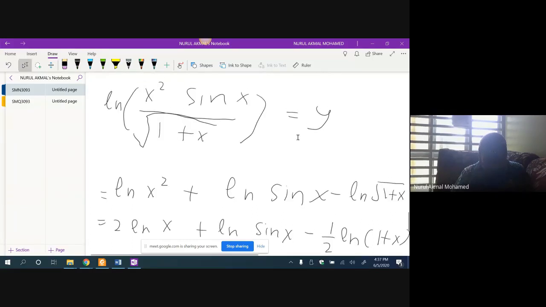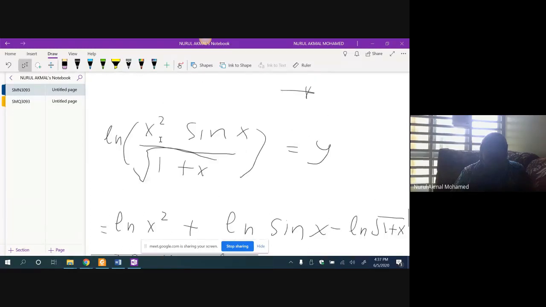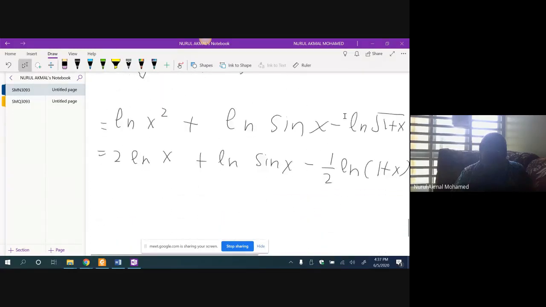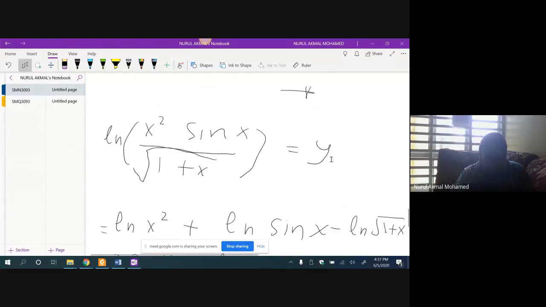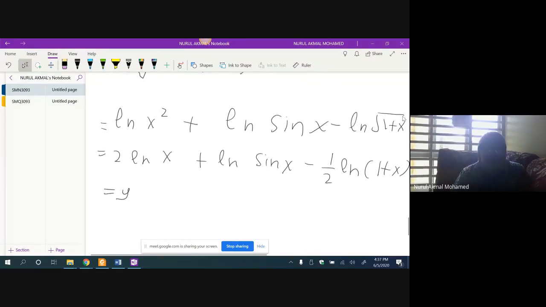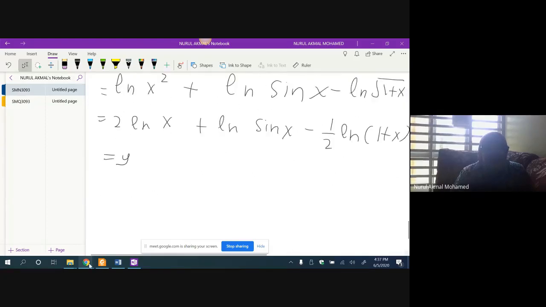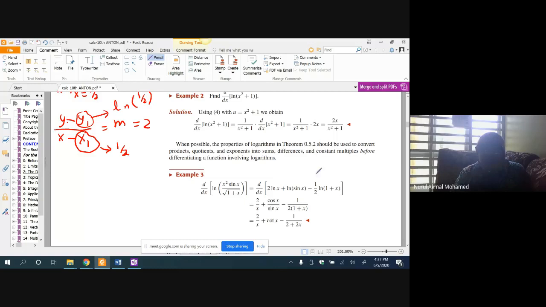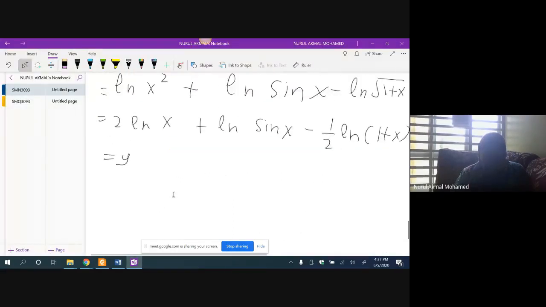So everything here is equal to y. If you denote everything as y, then this can be written as y. Is it okay? Then what do we have to do next? What does the question want from us? The question wants us to find dy/dx. So this is your y, and the question asks for dy/dx.